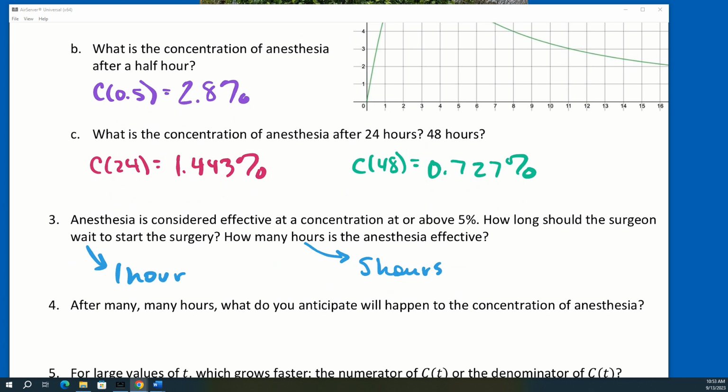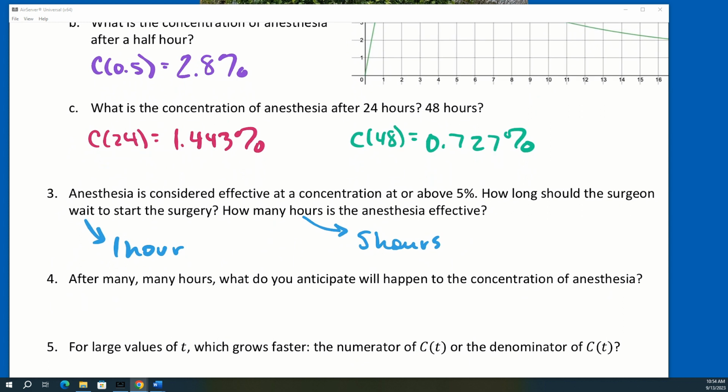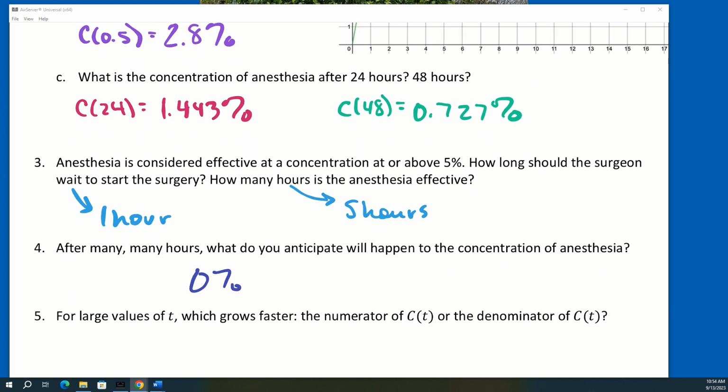All right. And then number 4, what I was about to say after C. But after many, many hours, what would you expect the concentration to go to? 0%. And so I'm going to write that as a limit. They didn't ask you to do that. But if time is after many, many hours, what would time be approaching? Infinity. So the limit in this case is going to be 0.